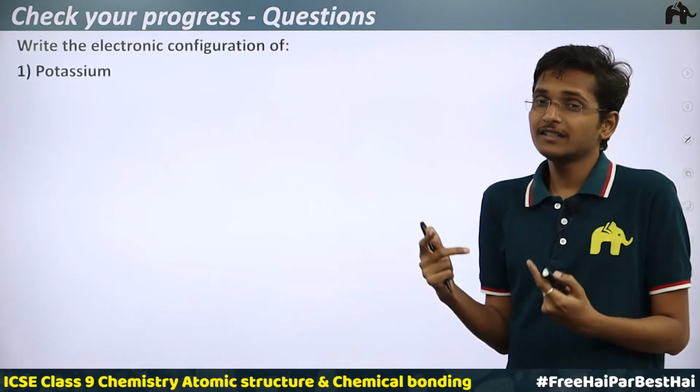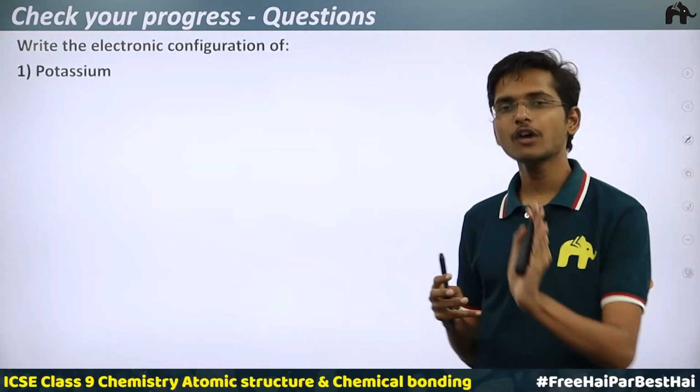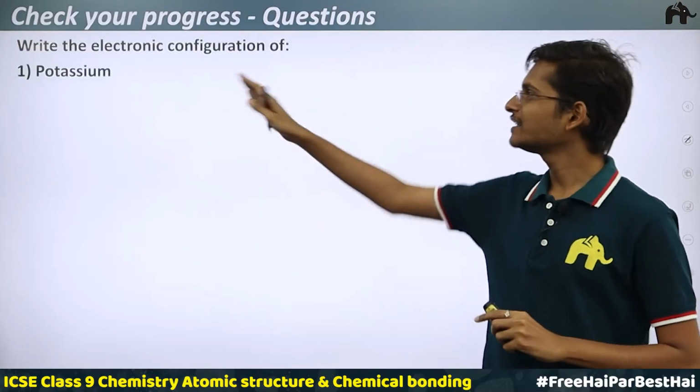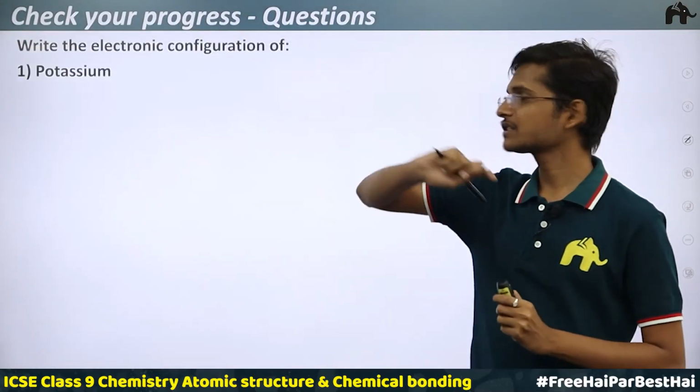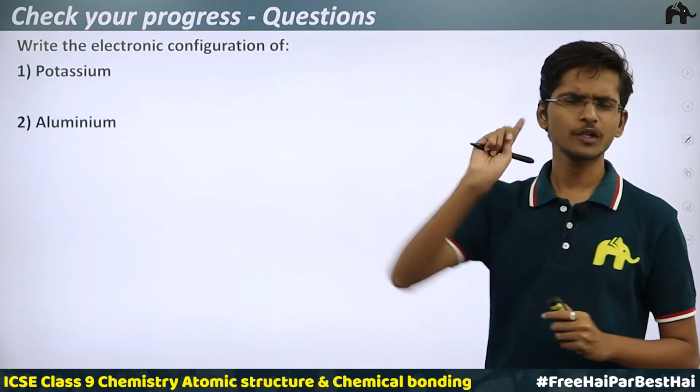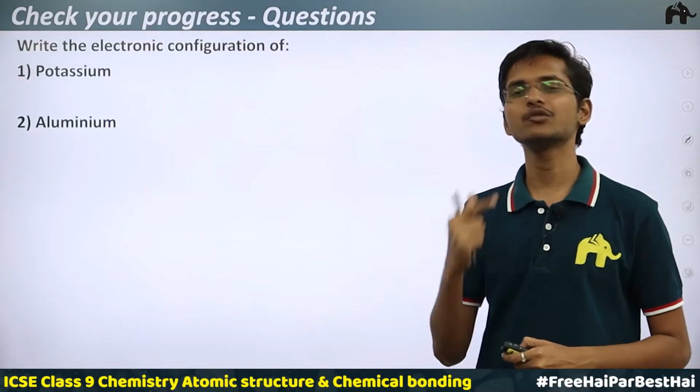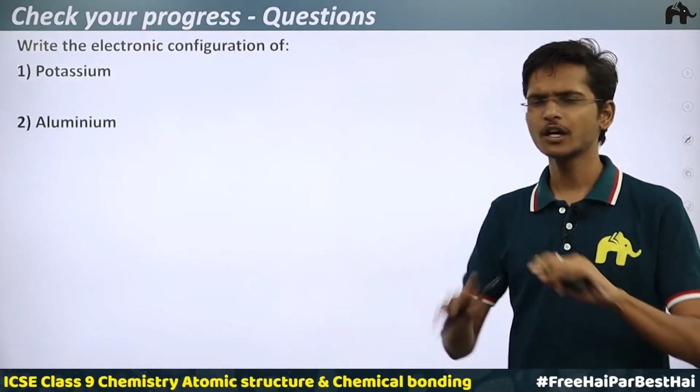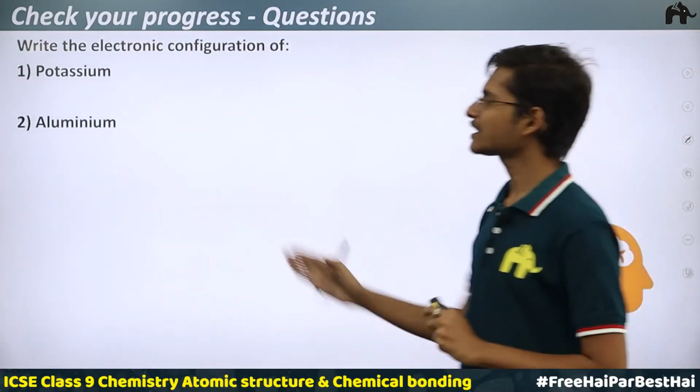Let's see how much you have understood, how you can use your brains to write the electronic configuration of, first, potassium and then aluminium. You can pause here and try it on your own, and then resume to see the correct answers. I hope you would have tried. Let's start with the answer.